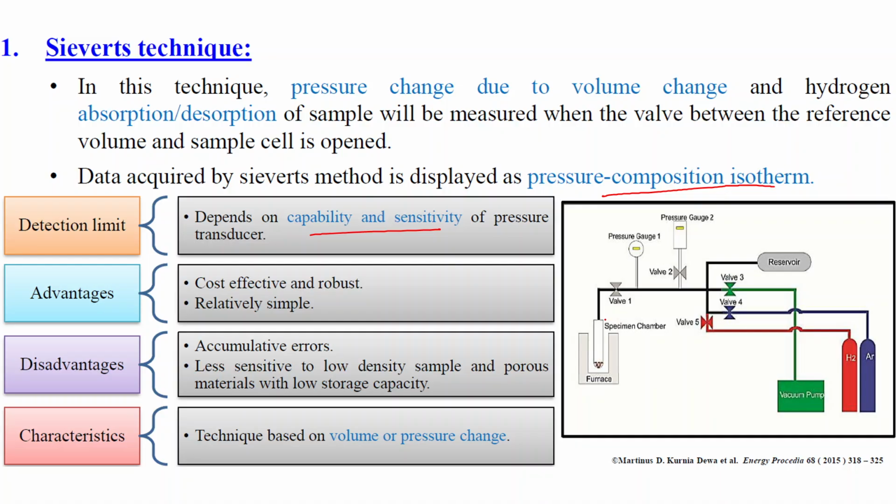The simplest technique is storing hydrogen in porous materials or porous nanomaterials, so that hydrogen gets adsorbed on the surface or in the pores between the porous nanoparticles. So that is the safest technique. Okay, so the characteristic that is used to determine this is a technique based on volume or pressure change.